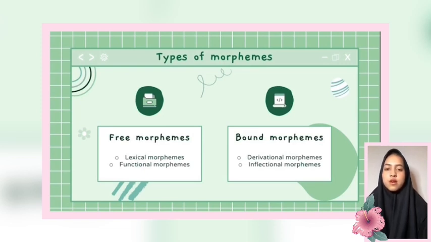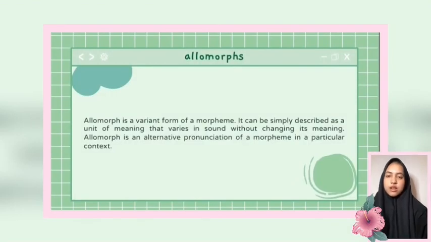They do not change the part of speech, and are all suffixes. We can only change the tenses. Example, cook becomes cooking, and something like that. Next is allomorph. Allomorph is a variant of a morpheme. It can be simply described as a unit of meaning that varies in sound without changing its meaning.